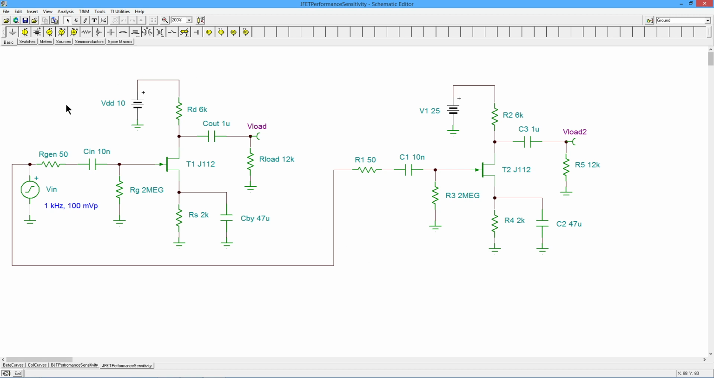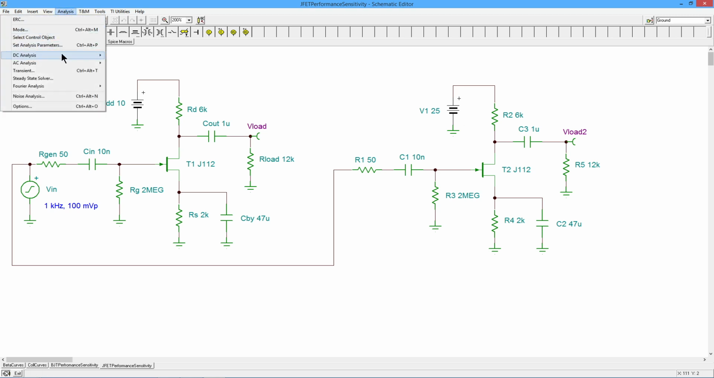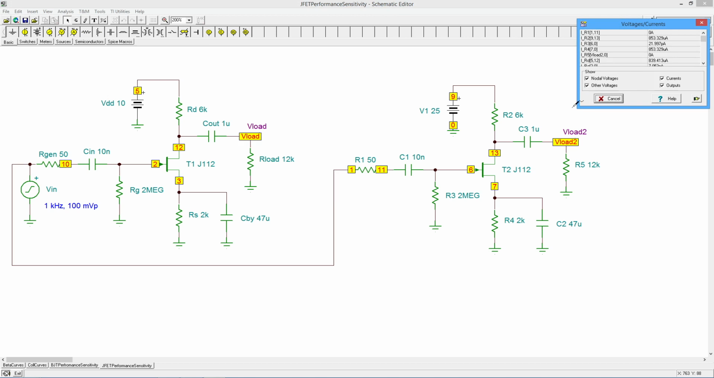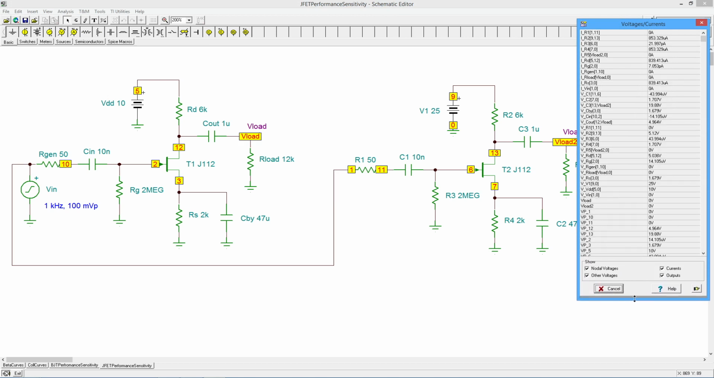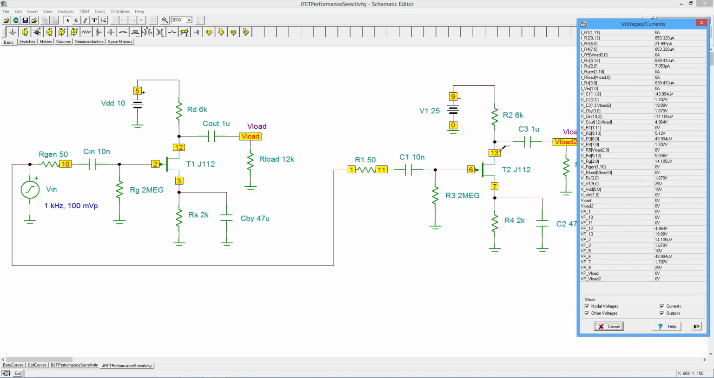Did the same thing over here. Here's my little self-biased JFET. I cloned it. Same thing, except instead of using a 10-volt power supply, I used a 25-volt power supply. If we go through and look at the DC potentials, everything is going to show up pretty much consistent, with the exception of, once again, the drain voltages.